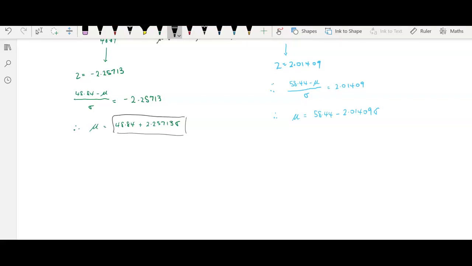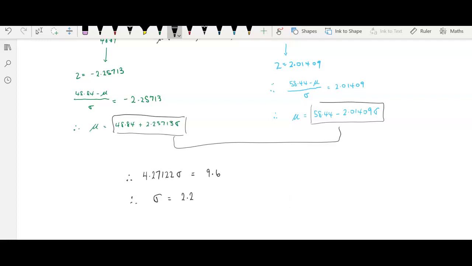Okay, so now equating my two parts, equate 1 with 2, put those guys together. So therefore, I will have 2.25713 plus 2.01409, which is 4.27. Collecting like terms and sorting out, I'm going to get my sigma here to be 9.6 divided by 4.27, and I get 2.25 to 3 significant figures.